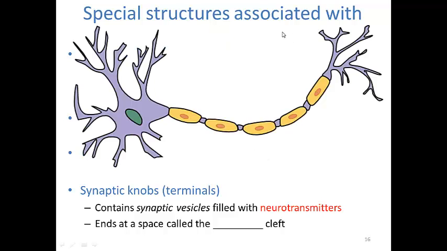So over here we have the telodendria of the axon, and circled in red is an example of a synaptic knob or a synaptic terminal. The synaptic knobs are filled with vesicles called synaptic vesicles, and these synaptic vesicles themselves are filled with a chemical called a neurotransmitter. The synaptic knobs end at a space called the synaptic cleft.